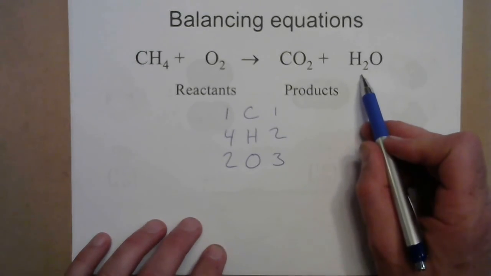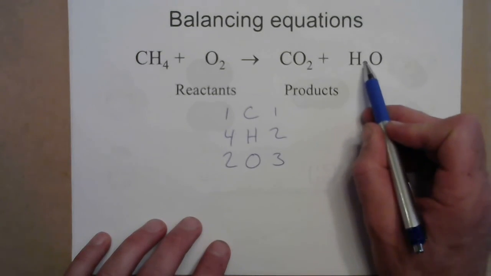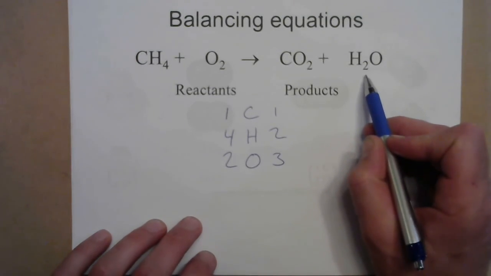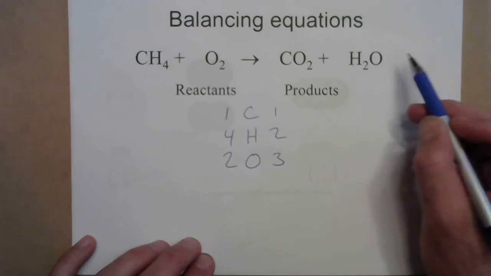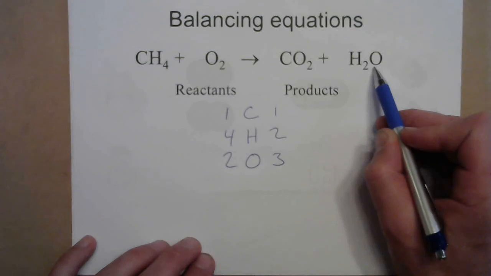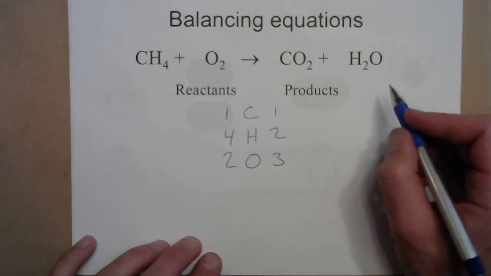So looking over here, I need to get 4 hydrogens on this side. I can't change this subscript 2 right here. That would change what the substance is. It's H2O because it's water. If I made it H4O, it wouldn't be water anymore. I don't want to change what the product is. I just want to change how many of them I have.